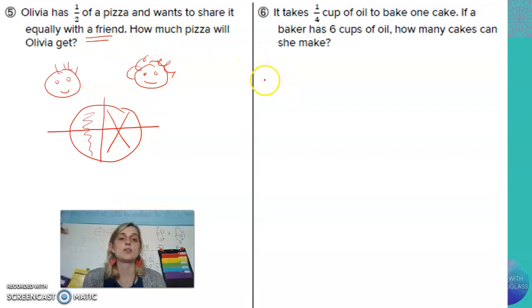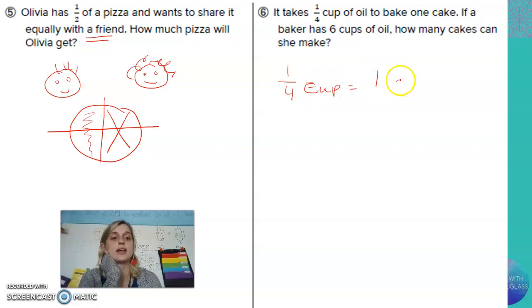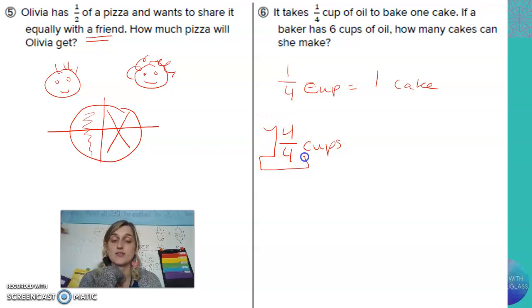Number 6, it takes 1/4 cups of oil to bake 1 cake. If a baker has 6 cups of oil, how many cakes can she make? So 1/4 of a cup equals 1 cake. How many cakes would 4/4 of a cup be? Or 4/4 is really like fancy 1. If you have 1 whole cup, well, 4/4 is 4 times as much as 1/4. That would be 4 cakes.